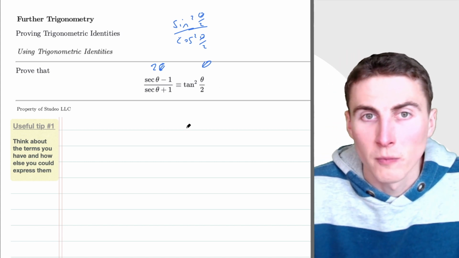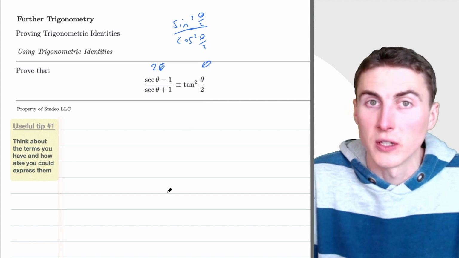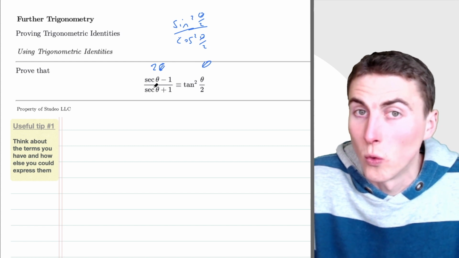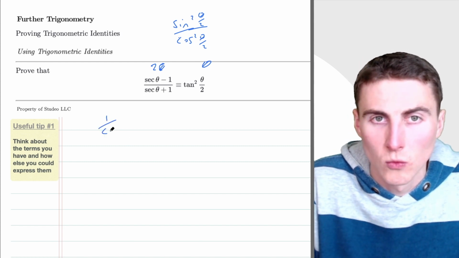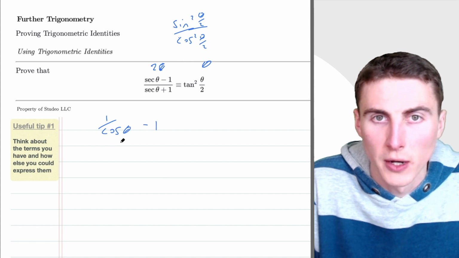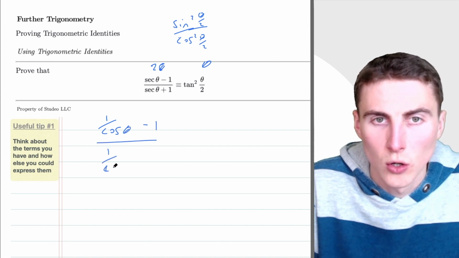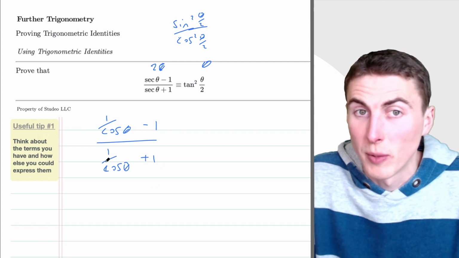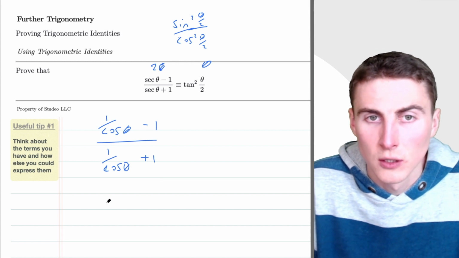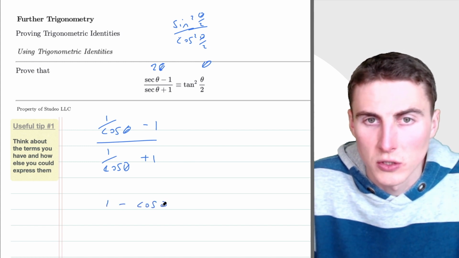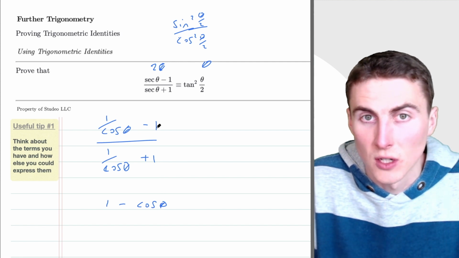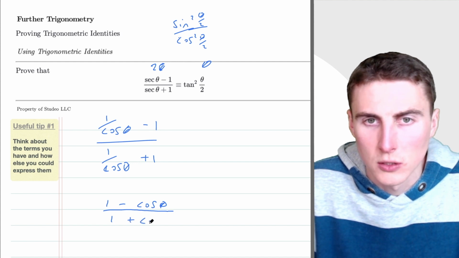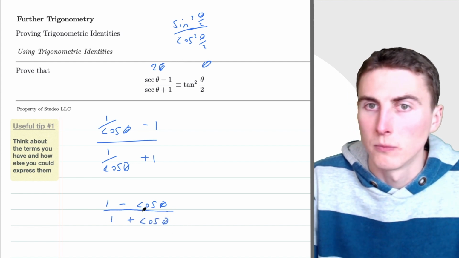And so if we actually start doing this then, the first thing I would do is turn each of these into 1 over cos. So we're going to have 1 over cos theta minus 1, and then 1 over cos theta plus 1. And these fractions are kind of a pain, so I'm going to multiply everything by cosine, which will give me 1 minus cos theta on top. So multiply this term and this term by cos. And on the bottom, it will give me 1 plus cosine. So that's great.